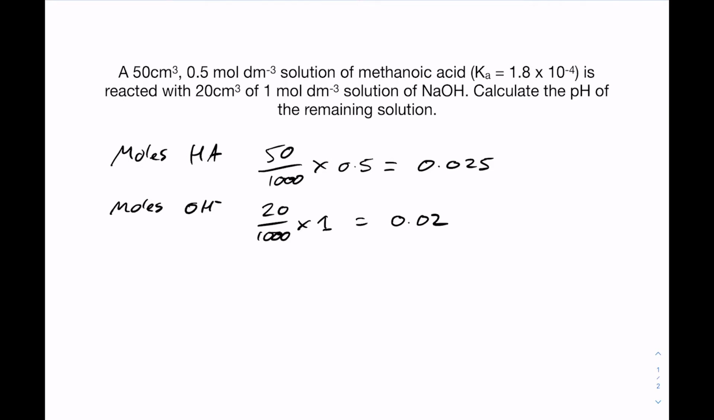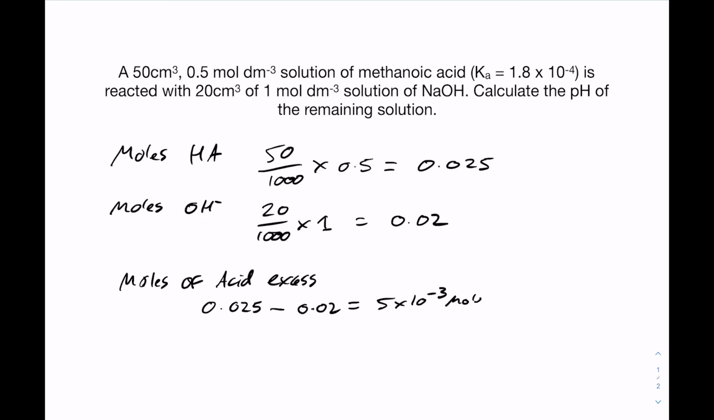Once we've got this step, we need to work out which one's in excess, and just by quickly looking at it you can clearly see that there are more moles of HA than there are moles of sodium hydroxide, and methanoic acid and sodium hydroxide react on a 1-to-1 ratio. So we'll make a note here that the moles of acid are in excess, and then we'll quickly calculate what that exactly is. So we'll do 0.025 for the moles of acid, and minus 0.02 for the moles of hydroxide to be left with 5 times 10 to the minus 3 moles of acid.